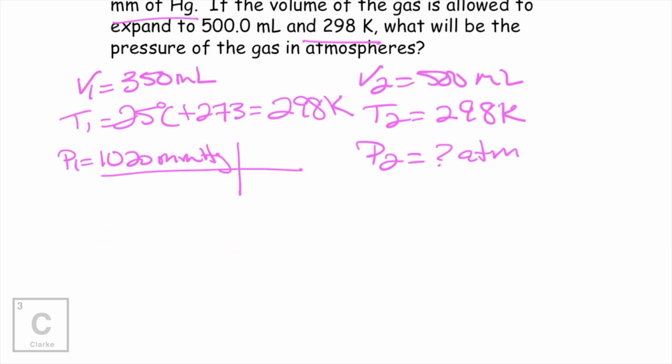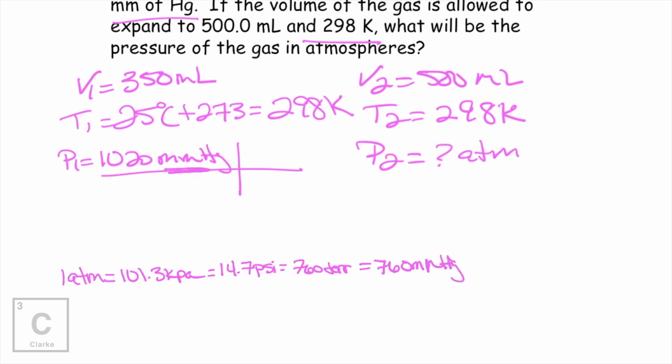Okay, I'm going to remember that we had 1 atmosphere, that was equal to 101.3 kilopascals, equal to 14.7 pounds per square inch, equal to 760 torr, equal to 760 millimeters of mercury. Millimeters of mercury, that's what I need.